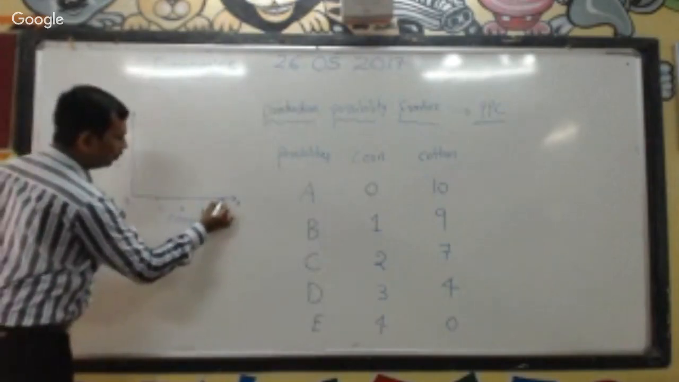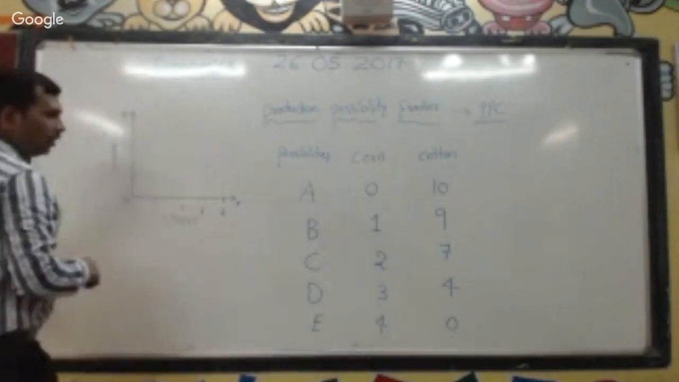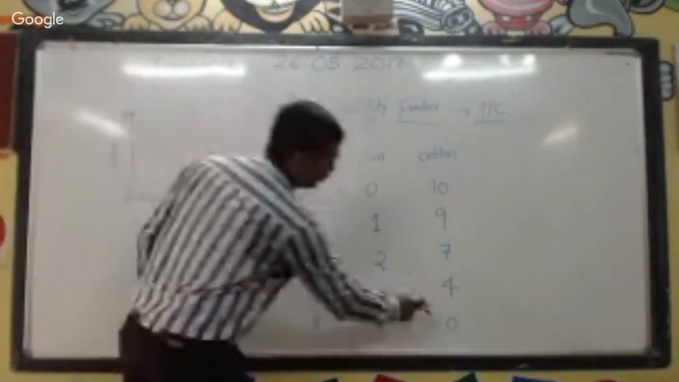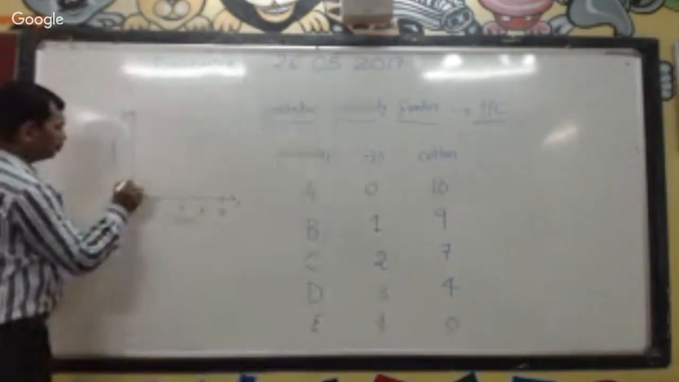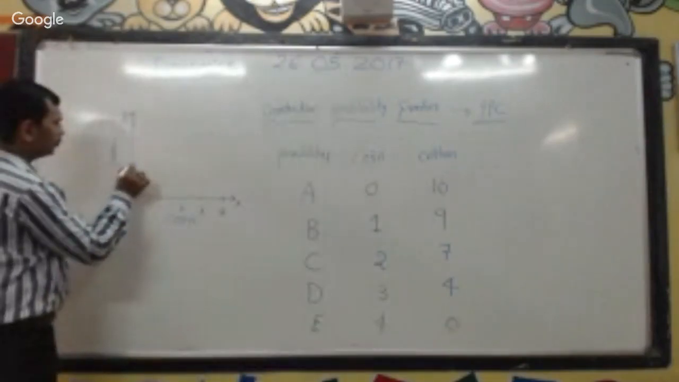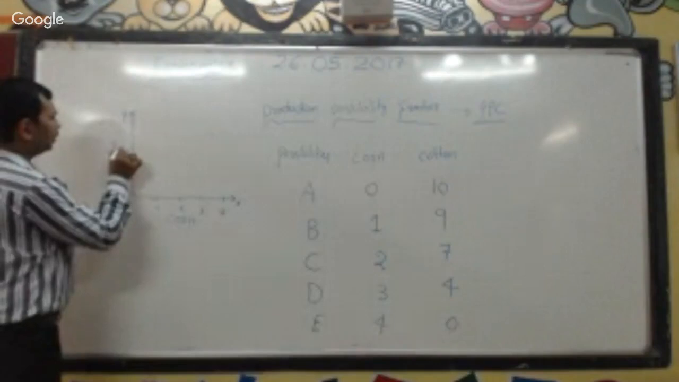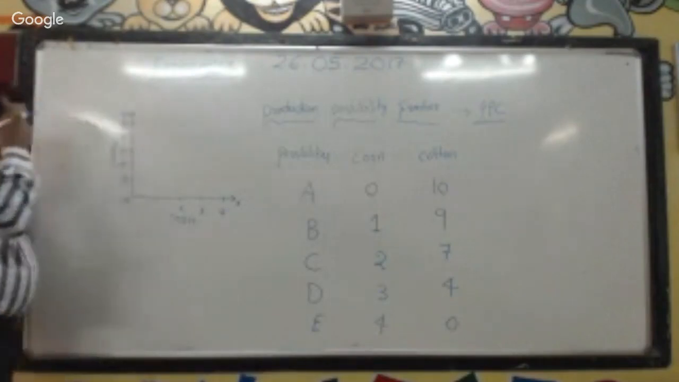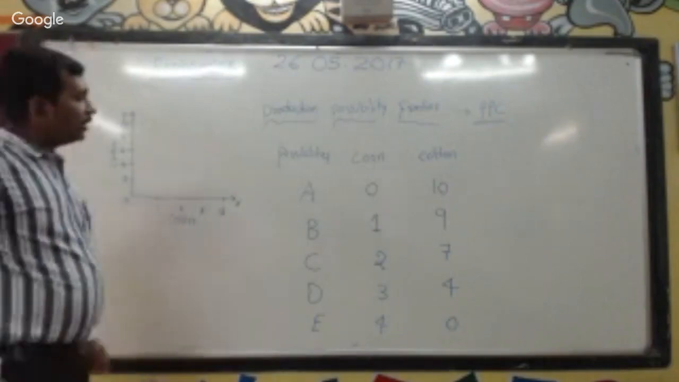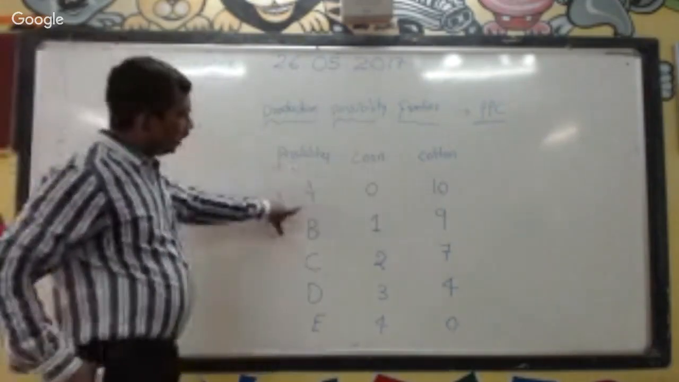3, 4. On the y-axis, we have to take from 0 to 10. Here we have to take the gap of 2: 2, 4, 6, 8, and 10. What is the first possibility? What is the first combination?